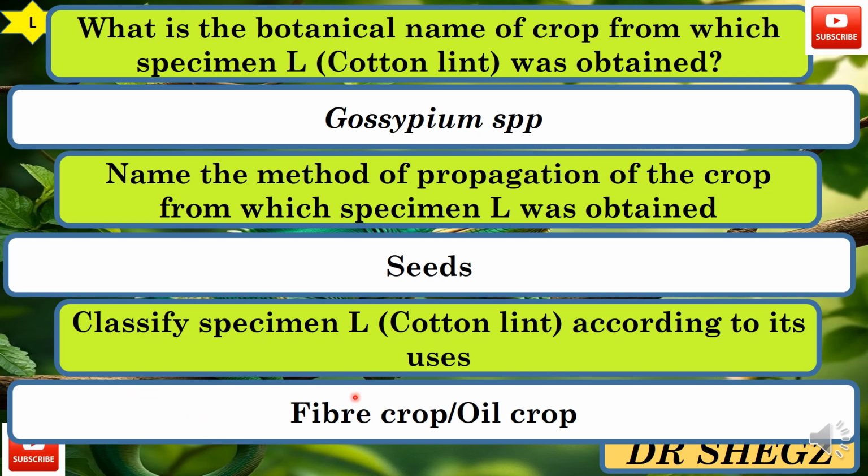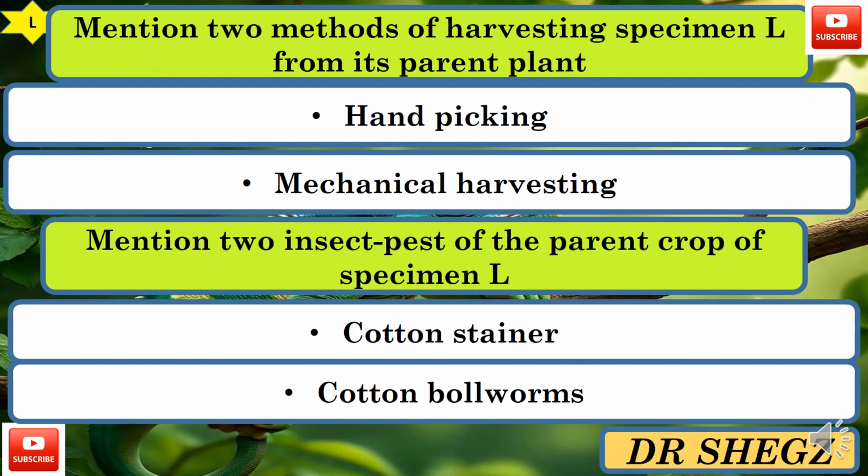But the cotton lint, it's a fiber crop. Mention 2 methods of harvesting specimen L from its parent plant. That's hand picking, and of course mechanical harvesting. Then mention 2 insect pests of the parent crop of specimen L. That's 2 insect pests of cotton, which is cotton stainer, cotton bollworms.